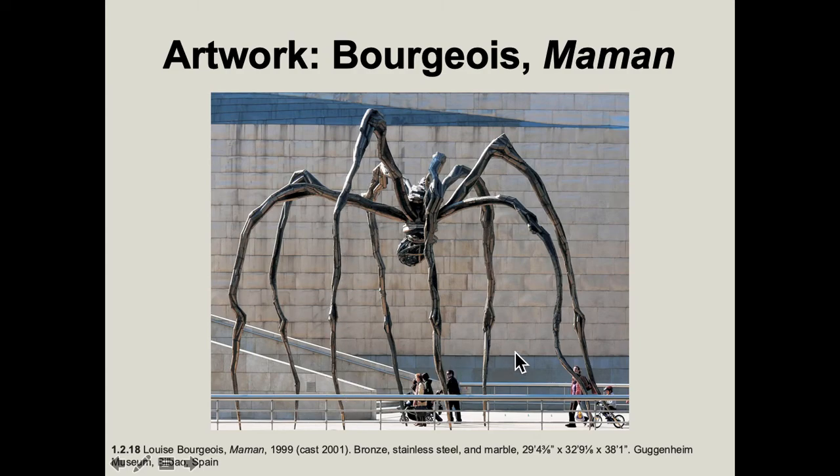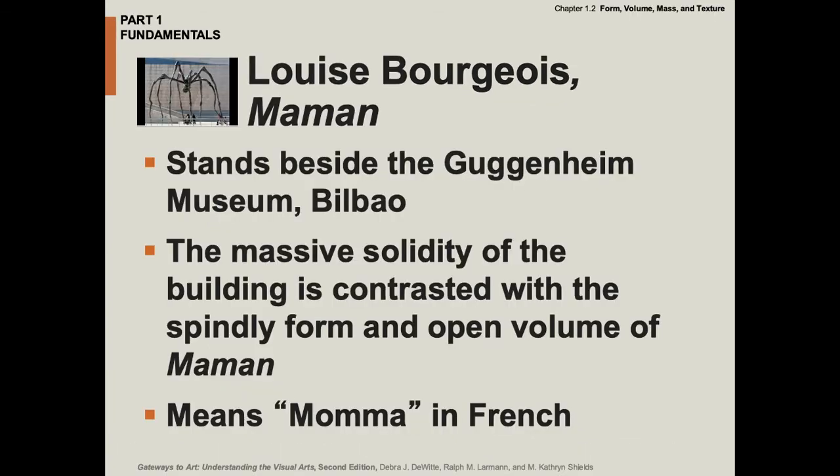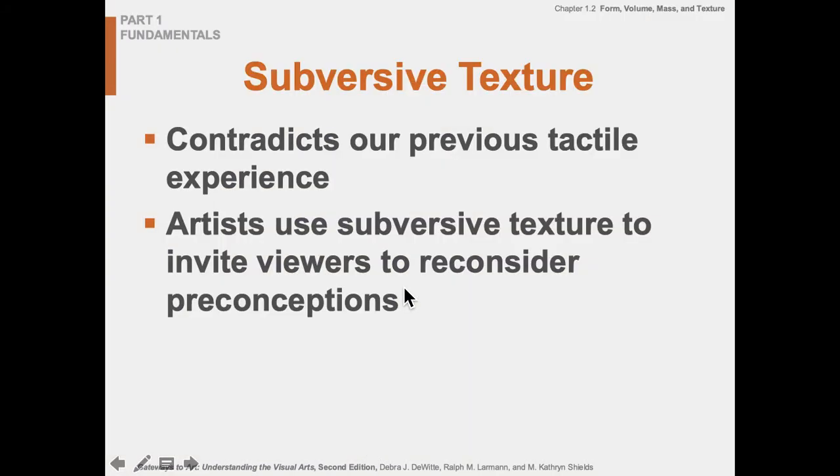It has volume, but it has no mass, right? You can walk underneath it. And this is also in an organic form. It is also in the round, and it is also monumental. So we have a contrast here between the open volume of Maman and the solidity of the building.